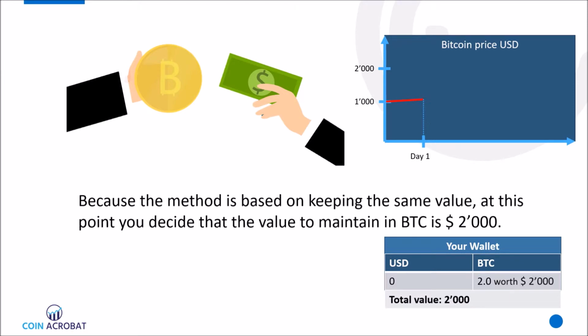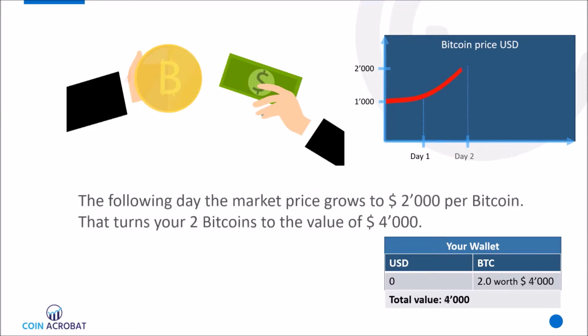An important thing to remember about value averaging is that it is based on maintaining a constant value in investment currency. In our model, we decided to keep maintaining $2,000 value in Bitcoins from now on. In our model situation, on the second day the Bitcoin price grows to $2,000. Since we bought our 2 Bitcoins yesterday, their value today is $4,000.